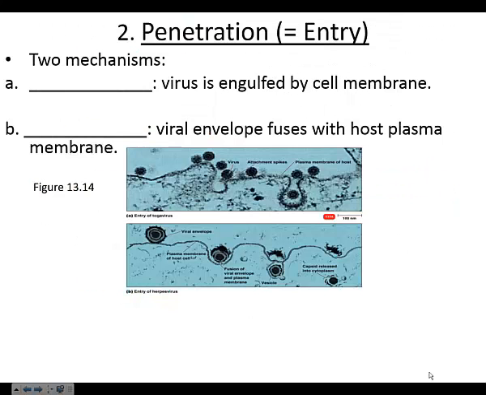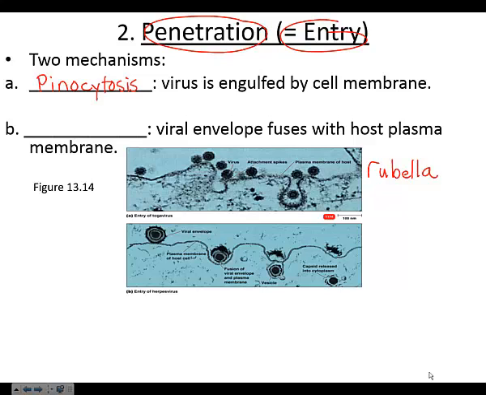Once the virus has attached, it must enter or penetrate the cell. This stage can be accomplished through one of 2 mechanisms. The first is pinocytosis, or receptor-mediated endocytosis. In this mechanism, the virus is essentially engulfed by the host cell membrane in a fashion similar to phagocytosis. The rubella virus enters this way.